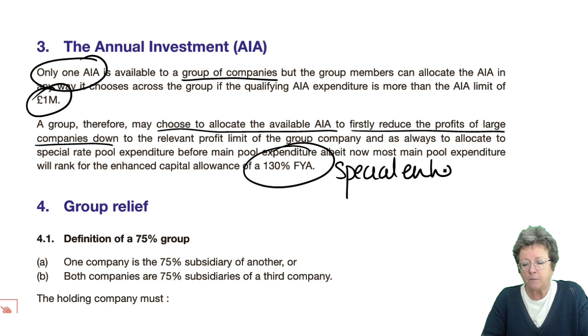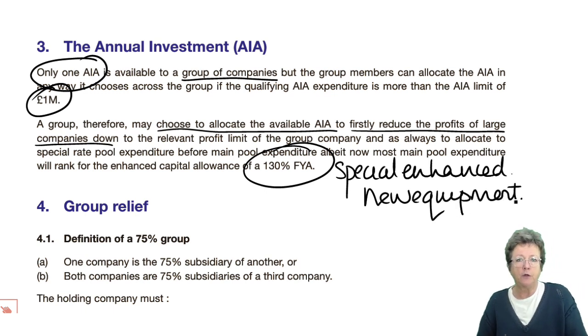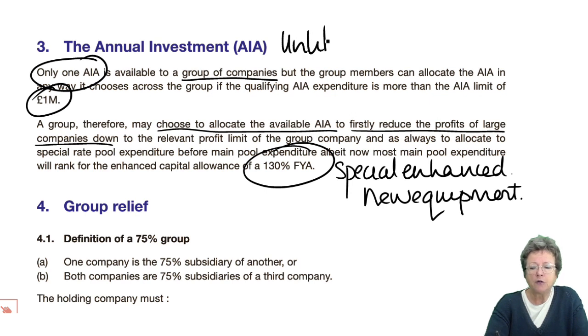special enhanced first year allowance on new equipment. Again, make sure you have watched the chapter on special enhanced equipment with the capital allowances that are available. Now, you're unlikely to get at this stage, I don't think I've ever seen a question whereby the AIA has had to be divided up and you've had to make a decision as to where to put it to reduce profits. So it's unlikely in a group situation to come up. Just be aware of it.